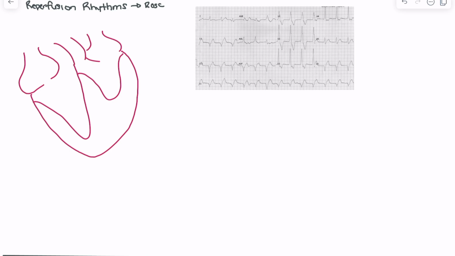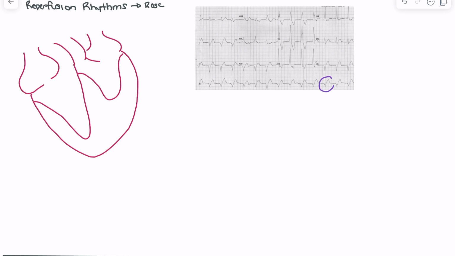So I've got an ECG here, and what I want you to do is take a look at it, write down the key features that you see on it, and make a diagnosis of what you think you're seeing in lead 2 here. And we'll use this to guide our discussion about some of the reperfusion rhythms that we might see. So if you want to, you can pause the video here, zoom in on the ECG, and make some decisions.